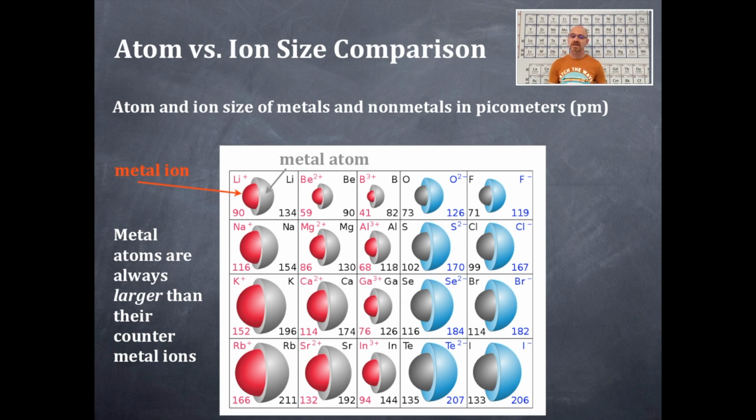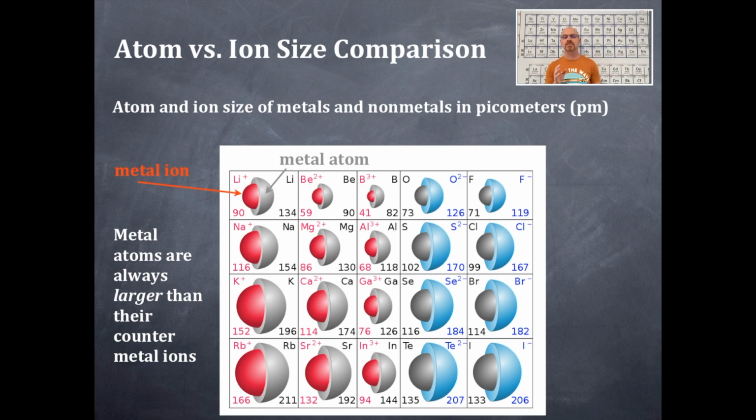And again, as you can see, as you go from lithium to sodium to potassium to rubidium, the size increases as you go down a group. In fact, if you were to look at the next group with beryllium, magnesium, calcium, and strontium, as you go down group 2, the size gets bigger. The size gets bigger with the atom size and the ion size. But remember that metal atoms are always larger than their counter metal ions.